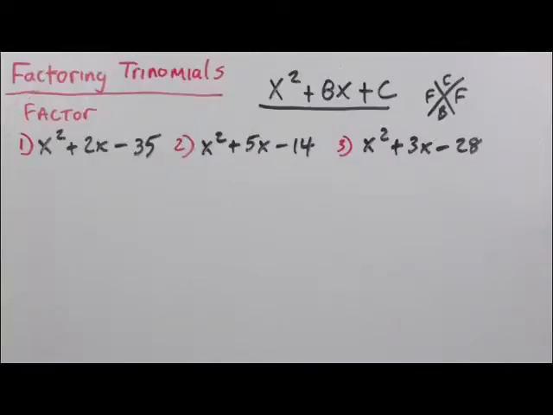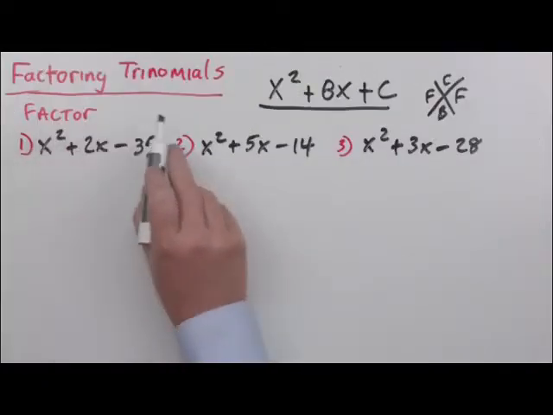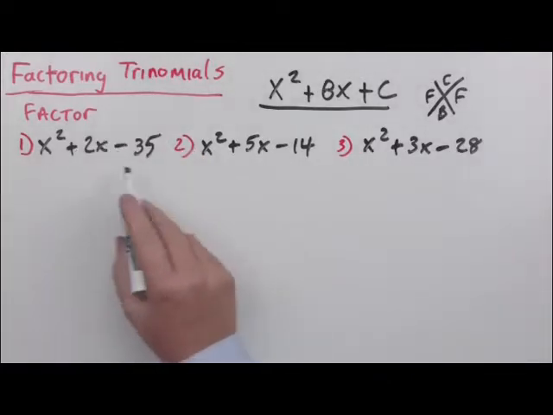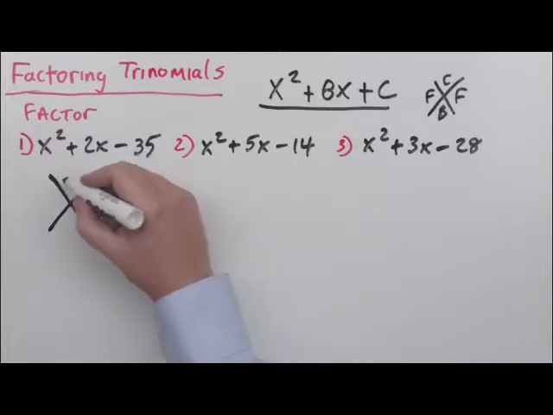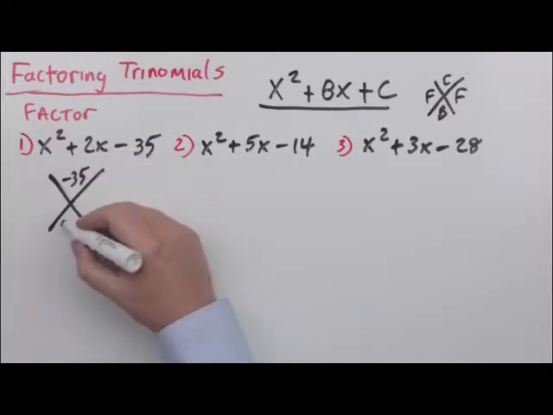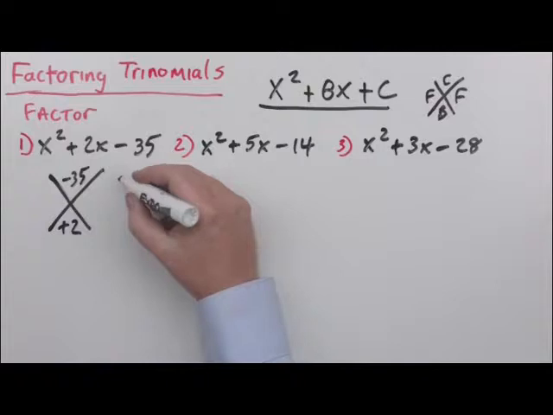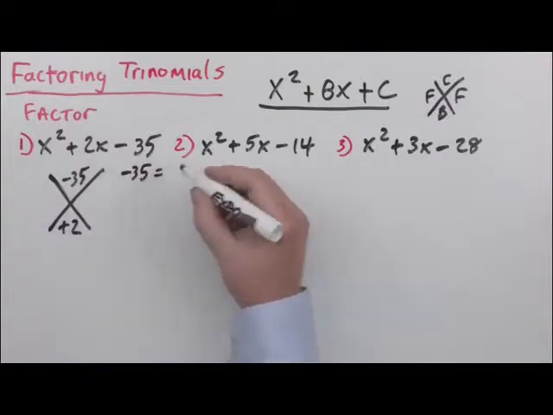Okay, let's look at some where we have the negative in a different place. So let's still do it the same way. I do my x factor. That would be negative 35 on top and positive 2 on bottom. So let's start thinking about what multiplies to negative 35.